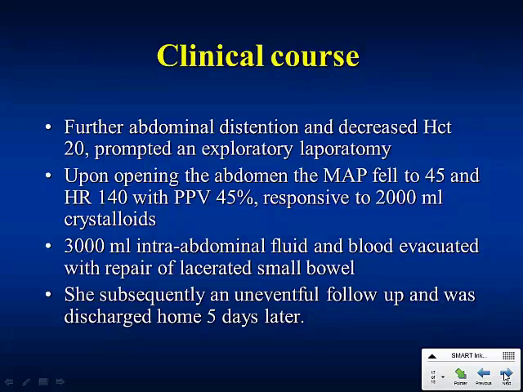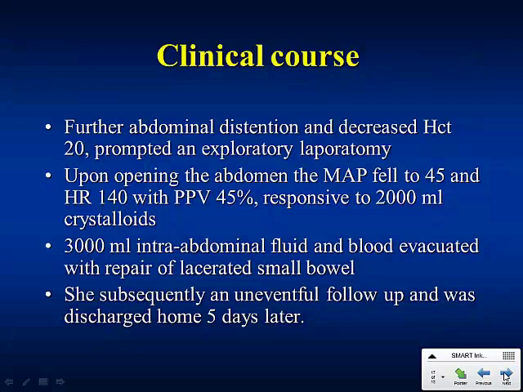So there was further abdominal distension. The CVP continued to fall, and we convinced the surgeons that they had to do an exploratory laparotomy. And they agreed. And I told the anesthesiologist, before you go in, I want you to put in a second central line. And I want you to be prepared as soon as they open the abdomen to slam dunk about 2 liters of Ringer's lactate right into her as soon as possible, because she is going to become hypotensive. Well, upon opening the abdomen, the mean arterial pressure fell to 45 within a minute or less. Heart rate went up, her pulse pressure variation went to 45, and they gave her 2 liters of crystalloid.